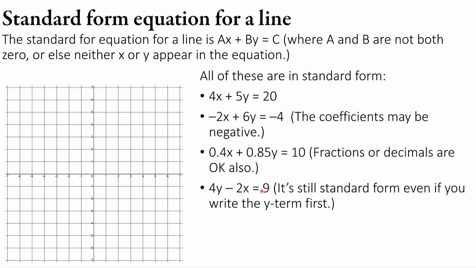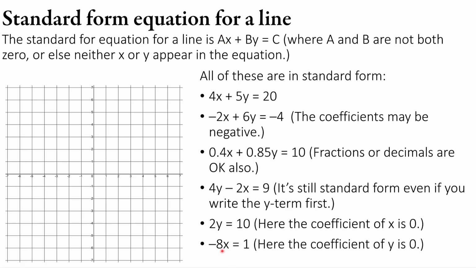4y minus 2x equals 9. It's okay, and it's still called standard form if we write these terms in the reverse order, so the y term comes first and the x term comes second. 2y equals 10 is standard form. Here the a is 0, so this term is missing. It's 0x, but we don't need to write that. And negative 8x equals 1 is also standard form. In this one, b is 0, and we don't write the missing term.